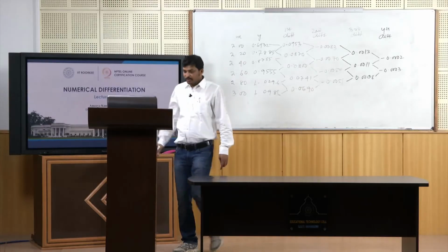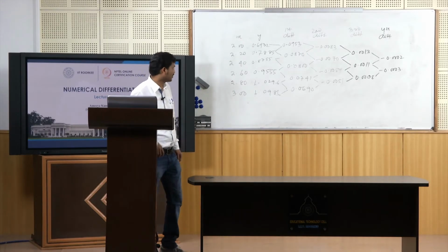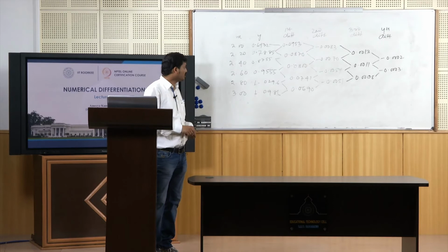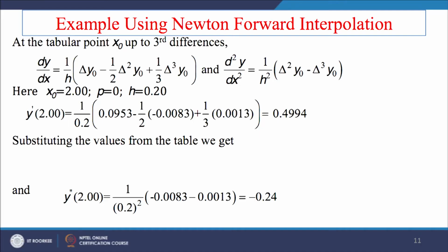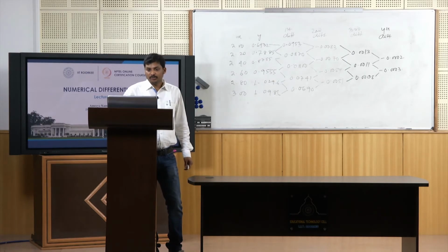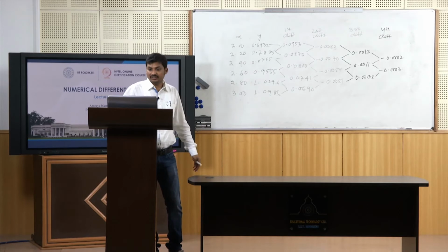So, we put all these coefficients in Newton's forward difference formula for differentiation up to third differences. The fourth differences are very small, so we can consider the differences up to third differences only. The question asks: using the following data, find y dash and y double dash at 2.00. This means at x equals x0, using up to third differences only.